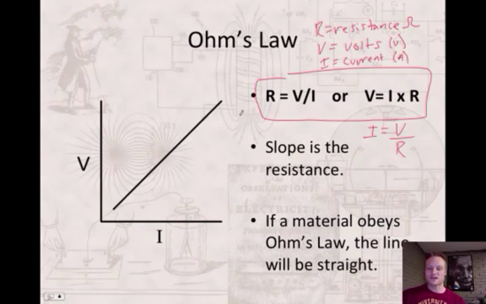You certainly could write all three of these down, but the one I personally remember is V equals I times R, and then I can just manipulate it to get the rest. Here's a little graph of Ohm's law, where as you increase the current, the voltage increases. Basically the slope is the resistance. If a material does obey Ohm's law, which in our class we're going to say all materials do, we won't get into materials that don't, the line will be straight.